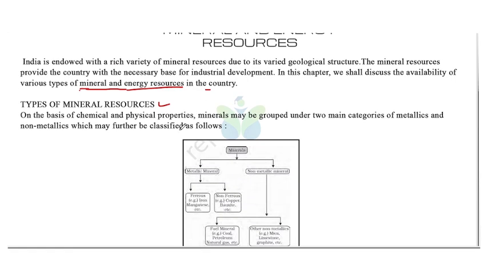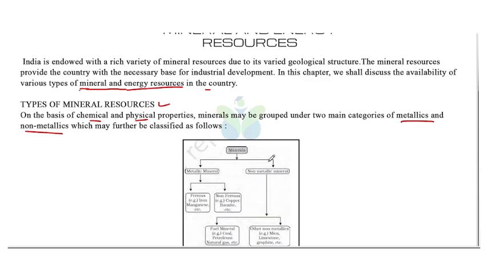On the basis of chemical and physical properties, the minerals may be grouped under two main categories of metallics and non-metallics, which may further be classified. So the minerals are classified into two categories. First one, metallic, and second one, non-metallic.